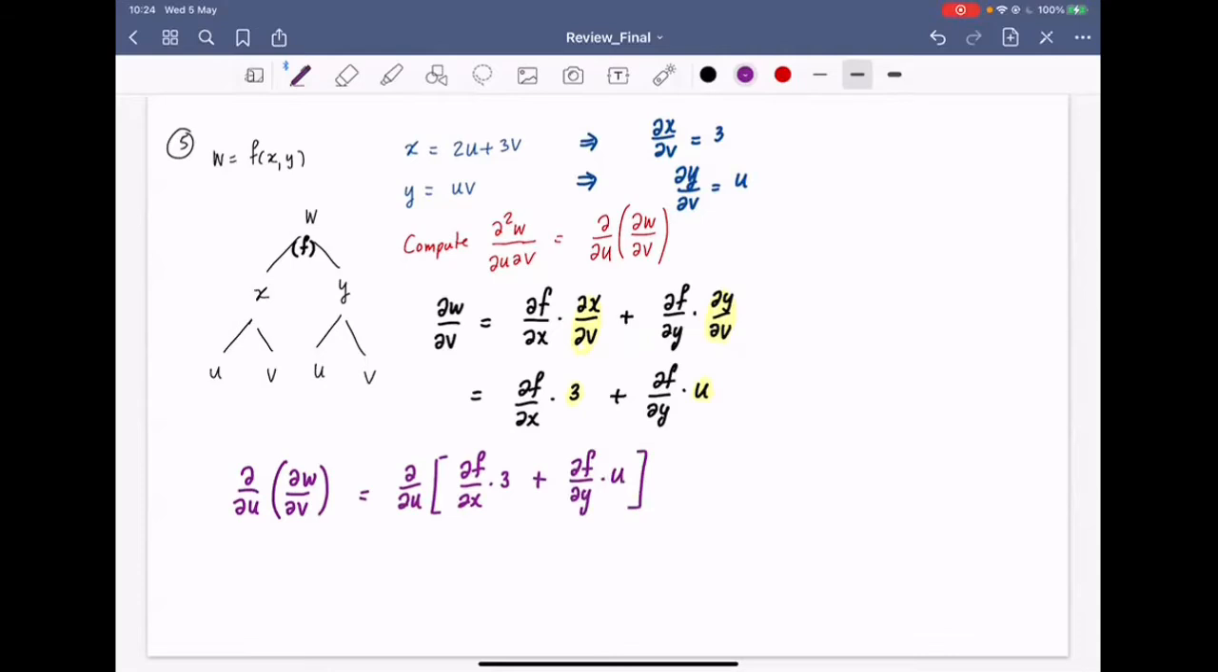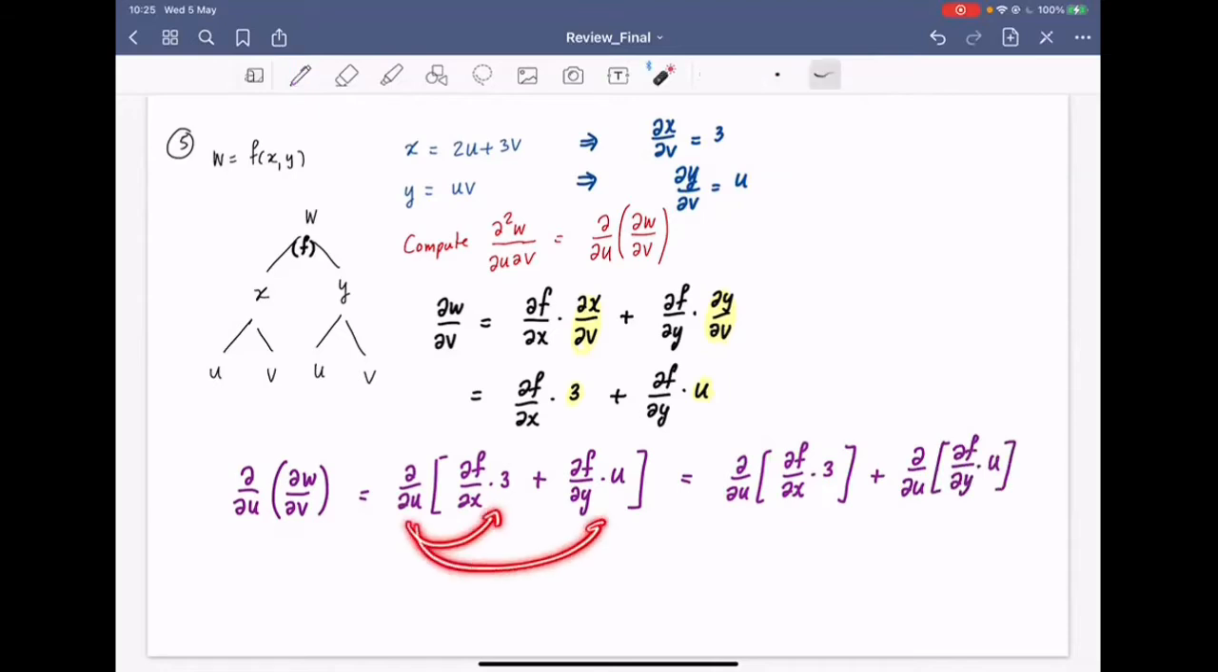The thing is, if you think one more time, the first step I should do is just separate it into two terms. So differentiate with respect to u, and here I get the derivative of f_x times 3. This is the first term. The second term is the derivative with respect to u of curl f by curl y, times u. This is nothing other than expanding it. But the first term here, you can see it's a little bit complicated, even though 3 is a constant.